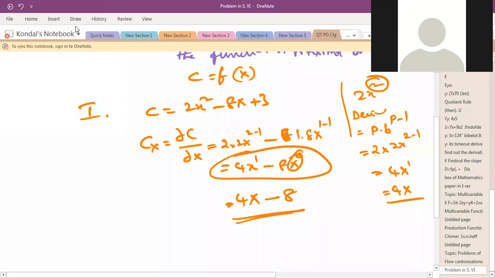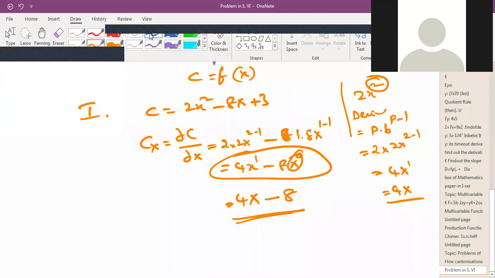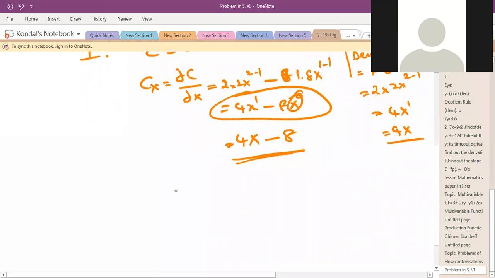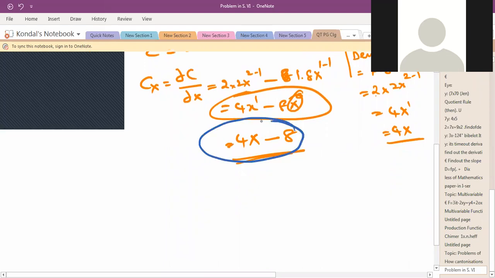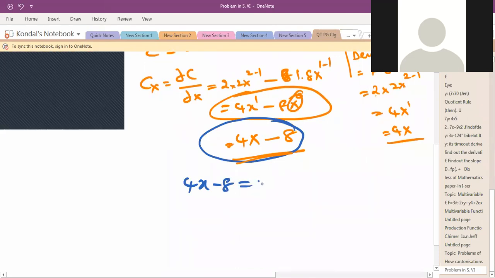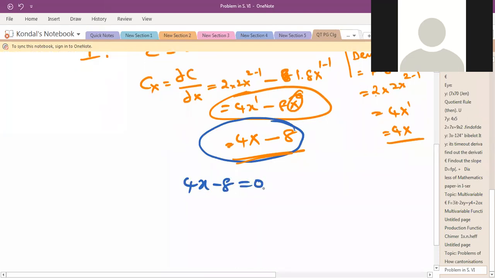Yes, sir. First order is over. After the first order is obtained, then we make it equal to 0. Am I right or wrong? So we need to make it equal to 0. Whatever values we get, we make equal to 0. That is, 4x minus 8 is equal to 0.